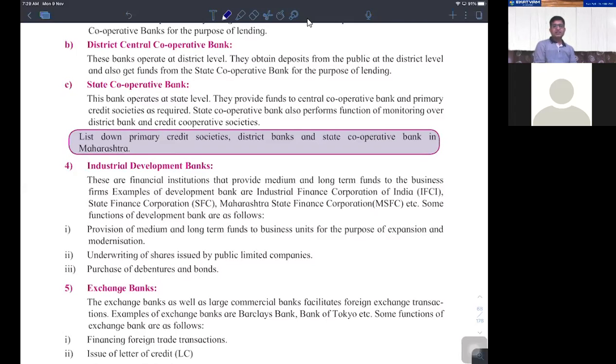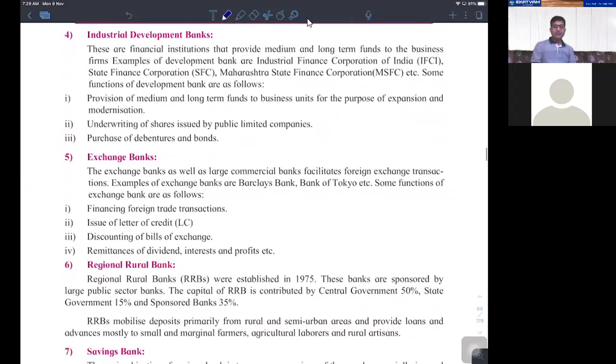This bank operates at the state level. They provide funds to the central cooperative bank and primary credit cooperative societies as required. The state cooperative bank also perform function of monitoring over district cooperative bank and the credit cooperative societies. So they do not deal with the individuals, they deal with the societies and banks. It is bankers for the bank again.